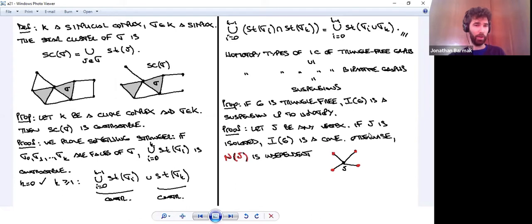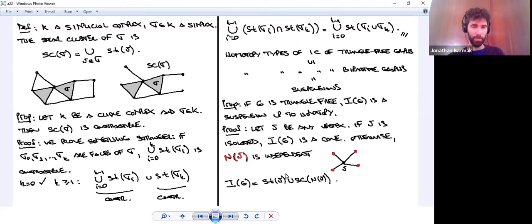If v is not isolated, then I consider all the neighbors of v, and I claim this is independent because, recall, the graph doesn't contain any triangle, so no two of them could be adjacent. So this is an independent set, and since v is non-isolated, this is non-empty. Okay, so this will be a simplex in the independence complex. Cool. So it makes sense to consider the star cluster, which we know is contractible. The star of the vertex v, of course, is contractible. And I claim that the independence complex is the union of these two contractible pieces.